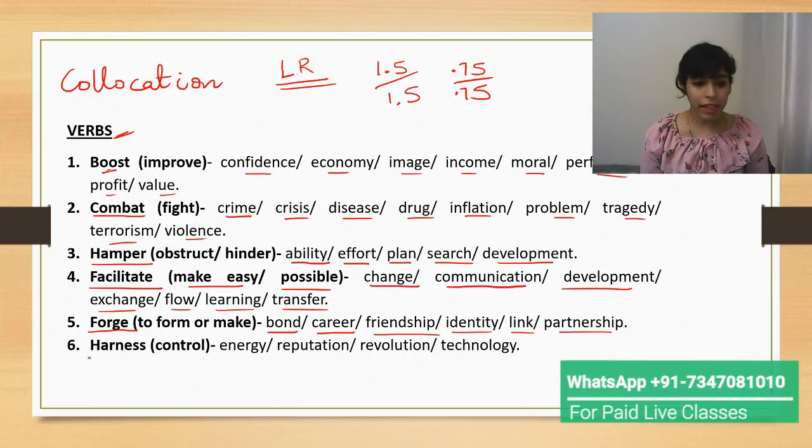Now we have the next verb here, which is harness. Harness as a noun means some kind of rope, but here it is used as a verb. So as a verb, it means controlling something. Okay, so what can we control? We can control energy. We can harness energy. We can harness reputation. We can harness revolution, and we can harness technology.